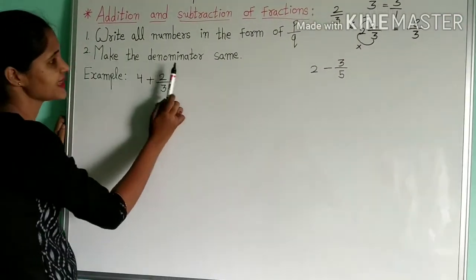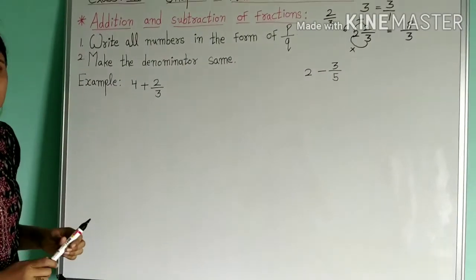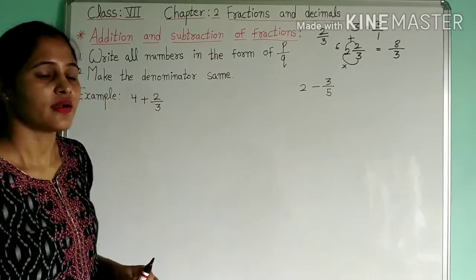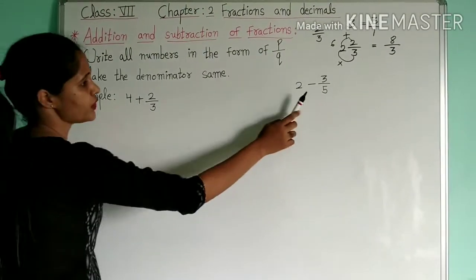Now the second condition is make the denominator same. It means we have to make the denominator same. For more clarity, let's solve two examples.